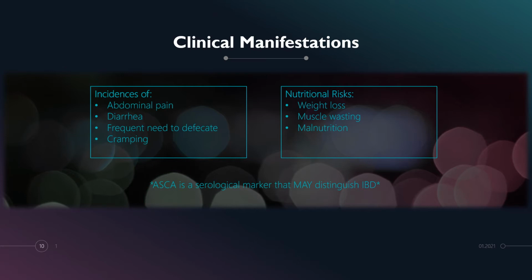But aside from GI symptoms, it is also important to know that individuals can also experience extraintestinal symptoms. This can be things like osteopenia, osteoporosis, dermatitis, ocular symptoms, and other hepatobiliary complications as well.